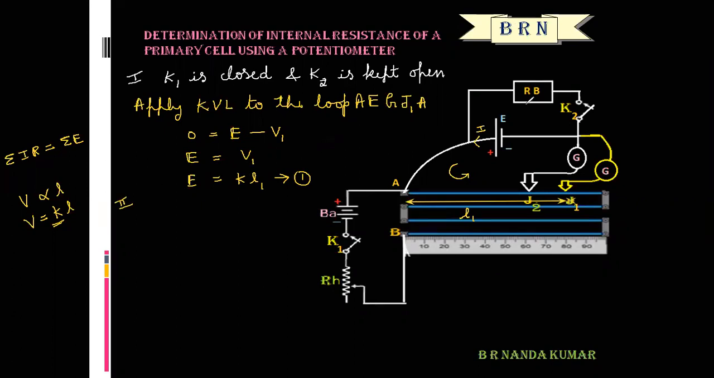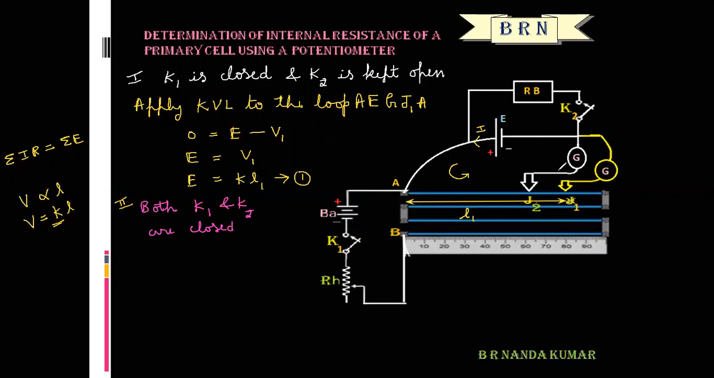Second part. Again, the procedure is the same, but in this case both K1 and K2 are closed. After that, the jockey is connected at the point A.